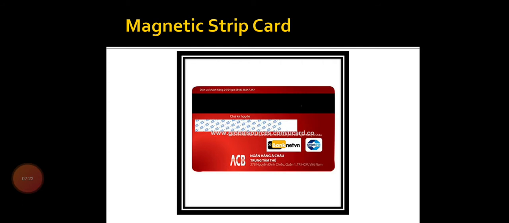You can see this is a magnetic strip card. The black line which you see on the card is known as the magnetic strip. This is the way you can identify it, by looking at this black bar. This identifies that this is a magnetic strip card.